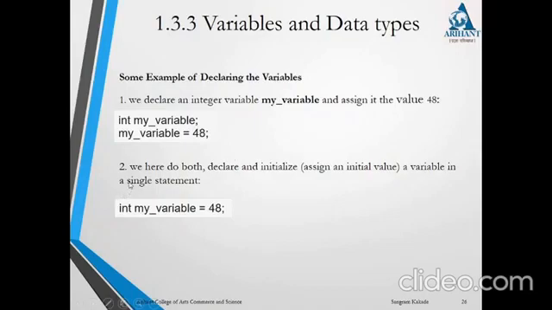Second thing, here we do both declaration and initialization, and assign the initial value, both in the same line. So declaration and initialization can be done in one statement. int my variable is equal to 48, you can use either way. You can declare any type of variable by mentioning or specifying the data type. But make sure once you mention the data type, only that type of value should be assigned to the variable.